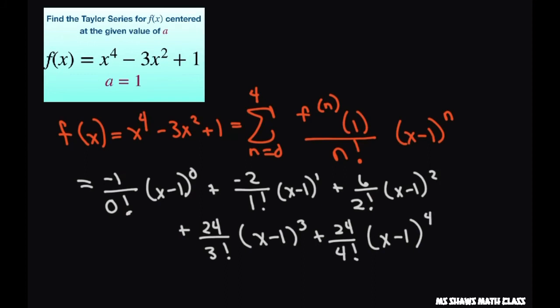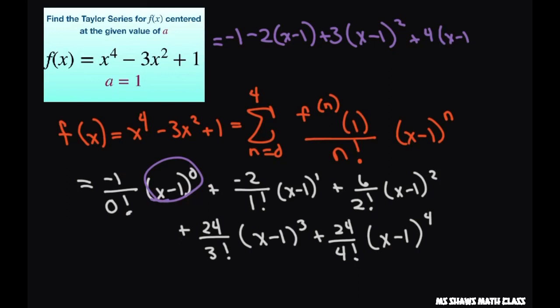Now this is going to simplify to negative 1. Remember, 0 factorial is just 1. Anything to the 0 power is 1. So you have minus 2 times x minus 1, plus 3 times x minus 1 squared, plus 4 times x minus 1 cubed, plus finally we'll have just x minus 1 to the 4th power. And this is your final answer.